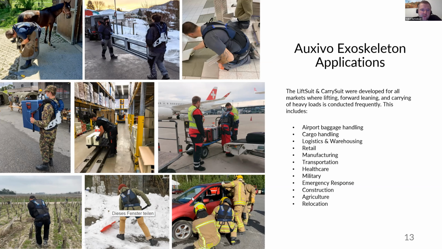Emergency response services. Some of it is in agriculture. And of course, my favorite use case here on the upper left corner is the horse smith using it to put shoes on a horse. And you can see here he needs to remain in this forward-leaning position for quite some time. And this is also where this kind of system can provide support and unloading.